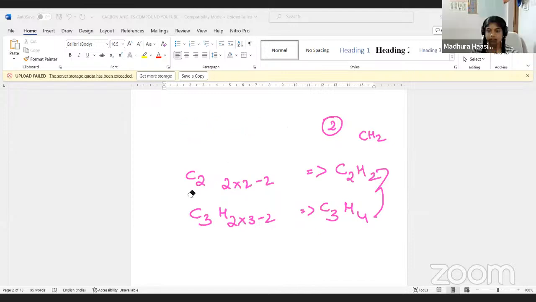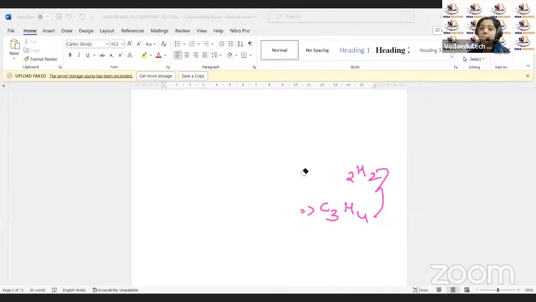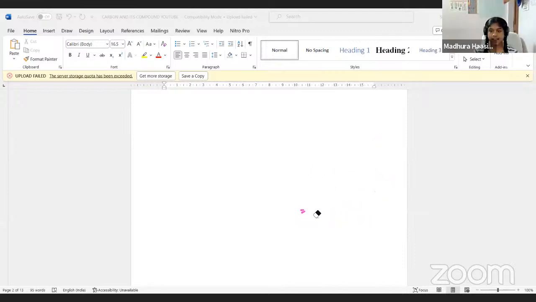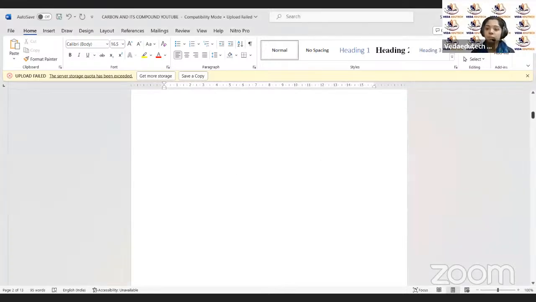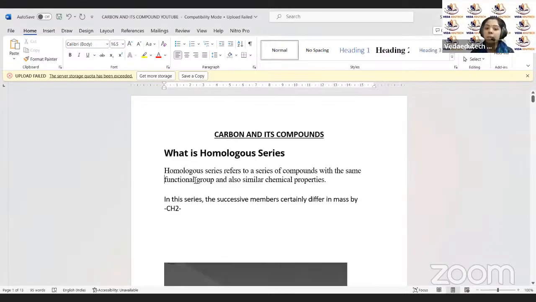What are these alkanes, alkenes, and alkynes? These are all homologous series. They all have the same functional groups and the same chemical properties. Means all the members of a homologous series are going to have the same functional groups and the same chemical properties within them.